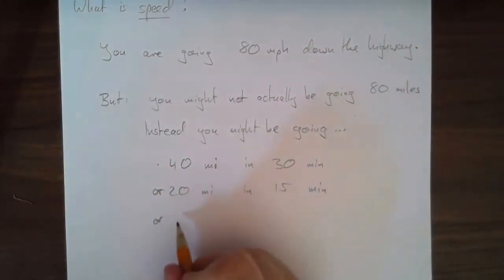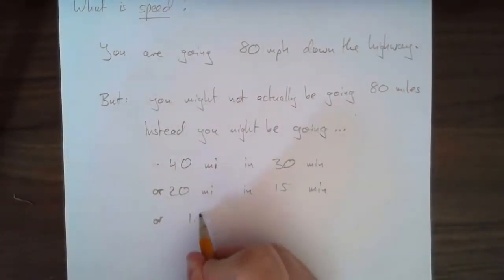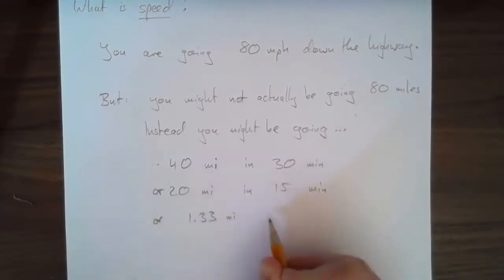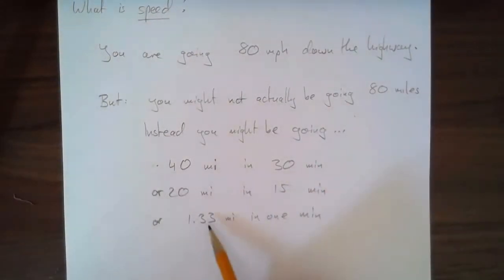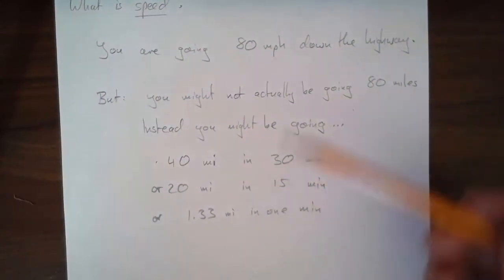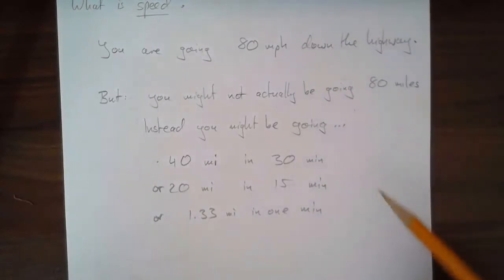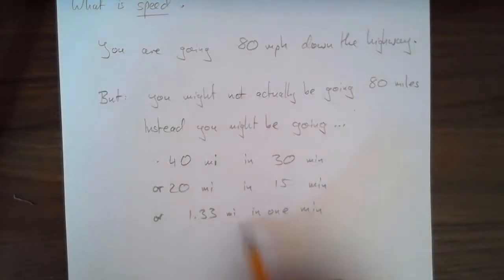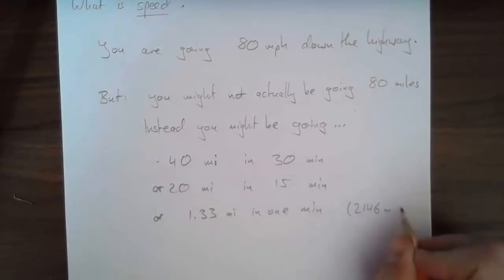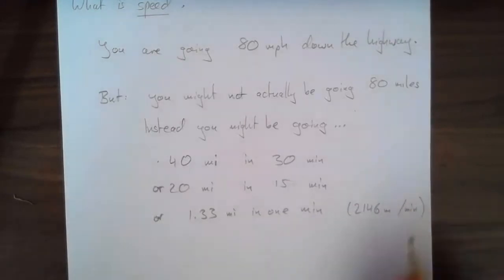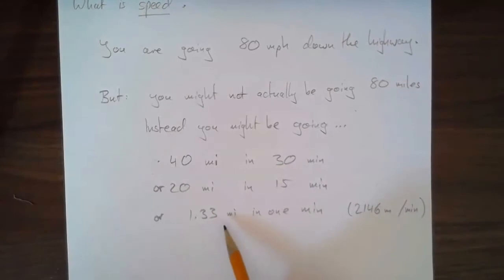Or maybe, how much am I going per minute? It's maybe 1.33 miles in 1 minute. I could say I'm going 1.33 miles per minute. That would be the same as 80 miles per hour. It's a different way of expressing the same thing. Or I could write this as 2,146 meters per minute. Again, it's just changing the units from miles to meters.